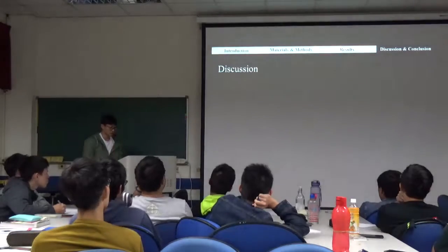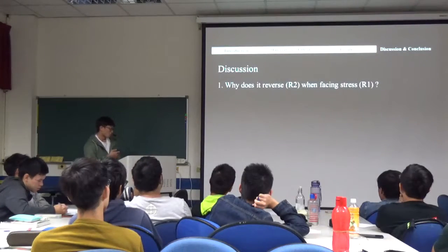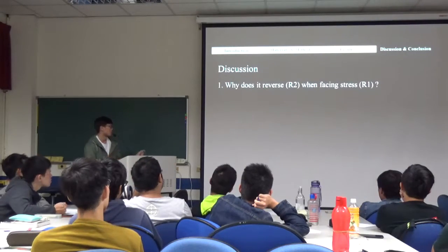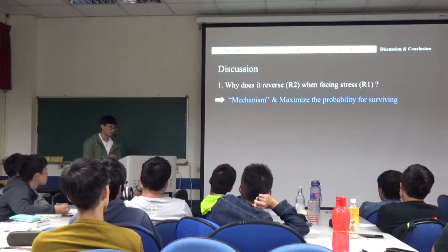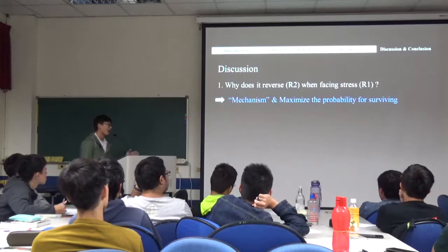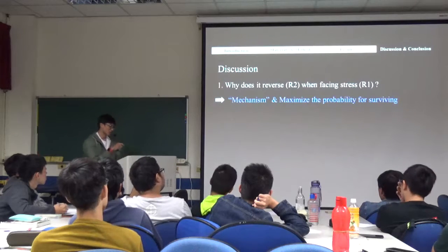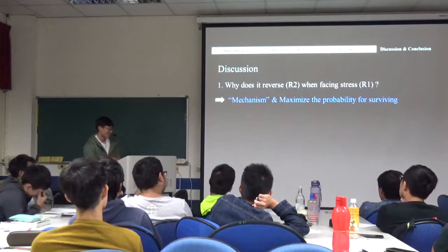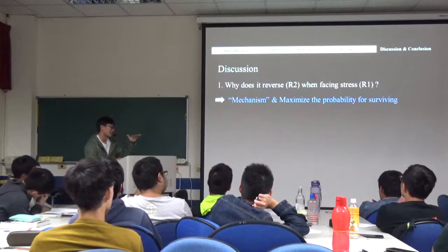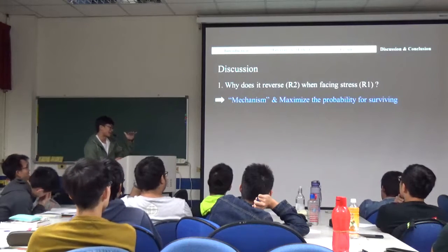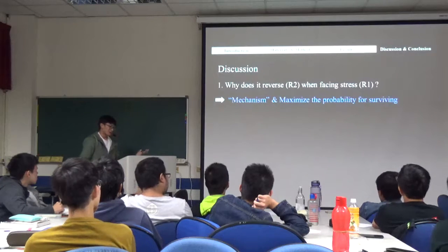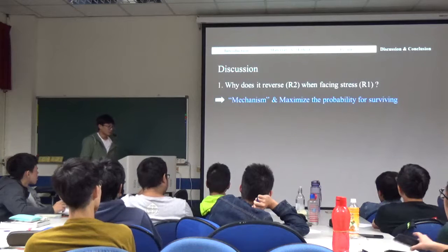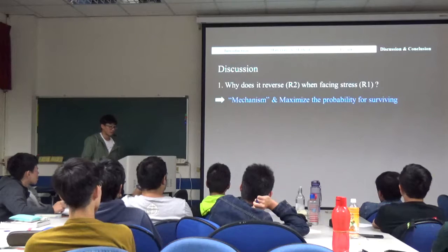Discussion. So why does it reverse when facing stress? It's like a mechanism, like when we touch something hot, we go ouch. It's a mechanism for them when they're facing death. And it also can copy itself through asexual regeneration to maximize the probability of living.